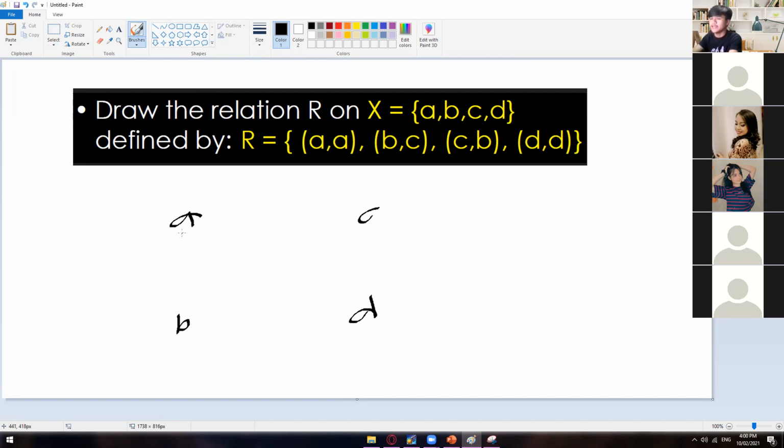Okay, so we have here the (A,A), so A going back to itself. And then we have here the (B,C), so B going to C. And then we have here the (C,B), so C going to B. And then lastly, we have here (D,D).